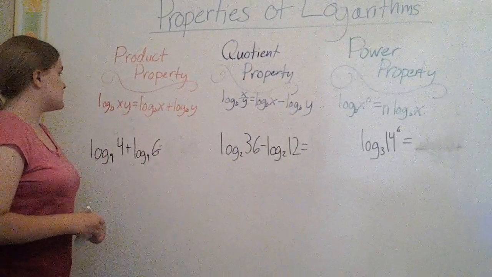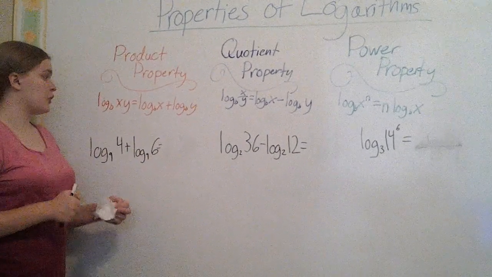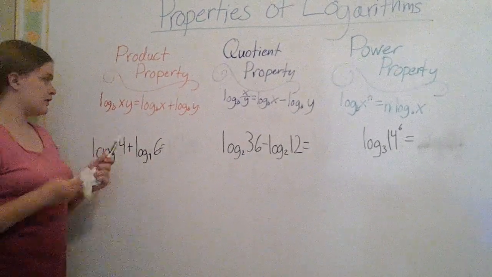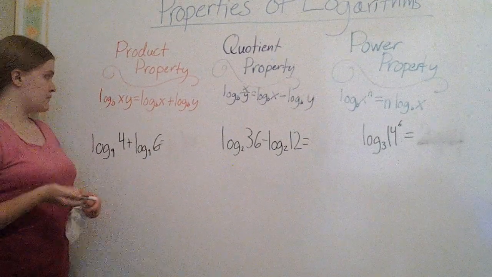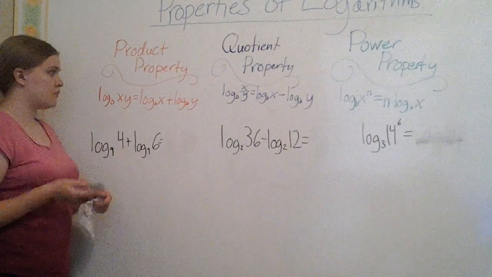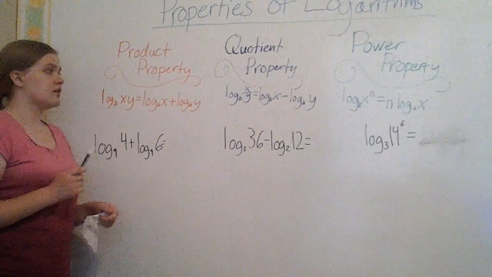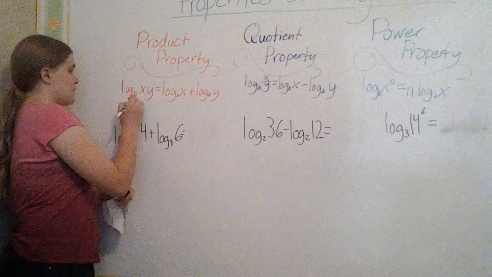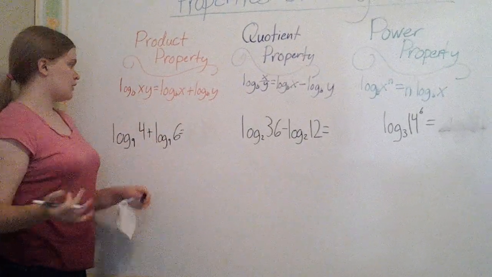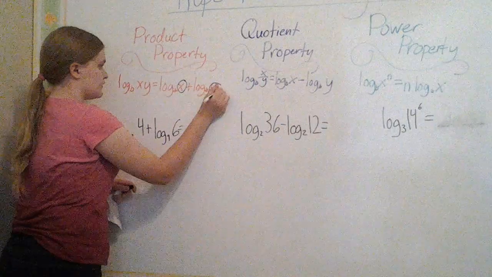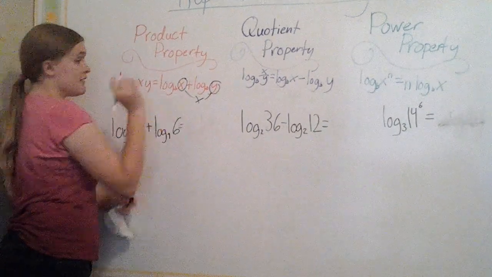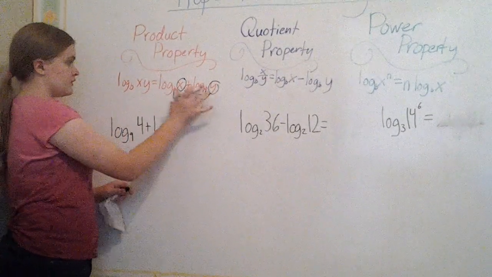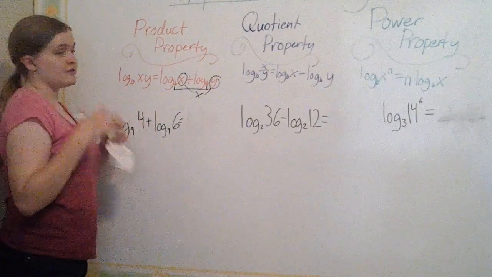The product property is mainly used for when you're adding two logarithms. For this equation, the simplified equation, it's log base b of x times y equals log base b of x plus log base b of y. To put this in more simplified terms, when you're adding two logarithms together, you take this number and this number and you multiply them together if, and only if, these two bases are the same.